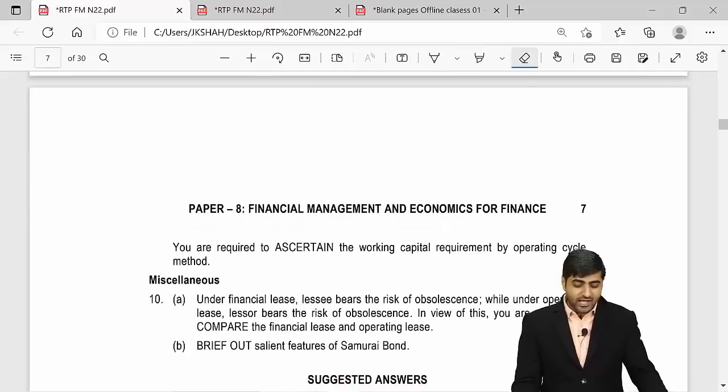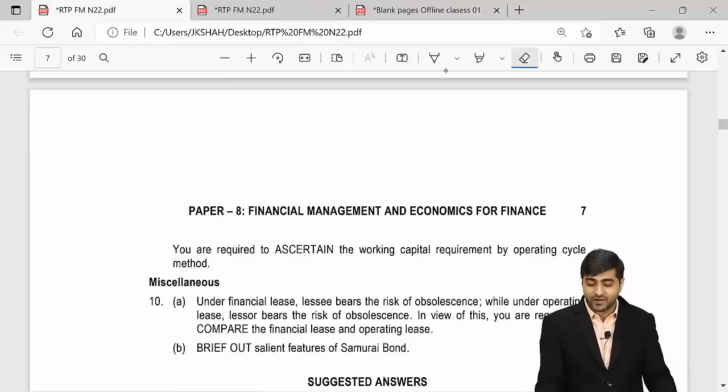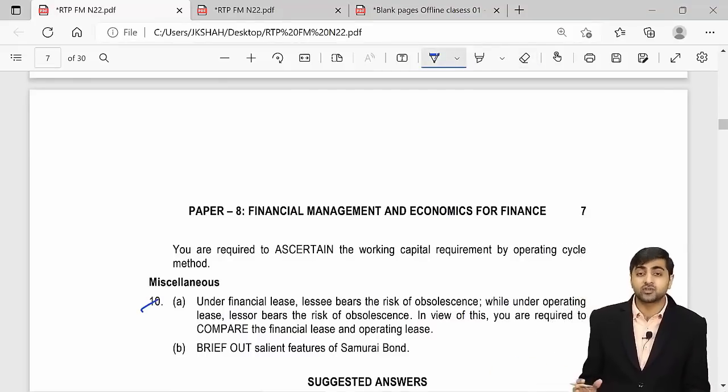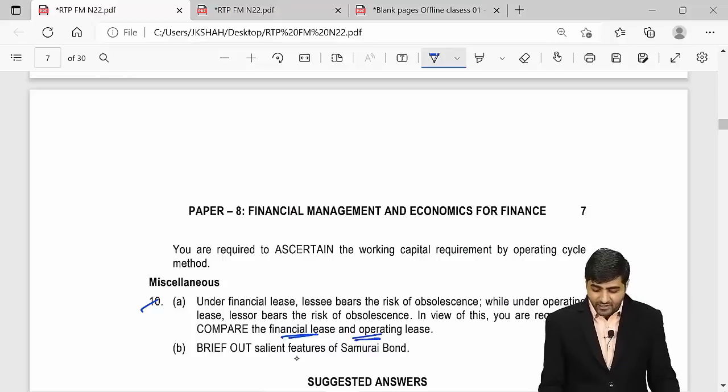Okay students, so your last question, which is your question number 10, this is now your theory question, and one of the most common questions you will also find in your study module as well. And one of these questions were also asked in your past examination, that we have to compare what is your financial lease and your operating lease, and what are the features of your samurai bonds.